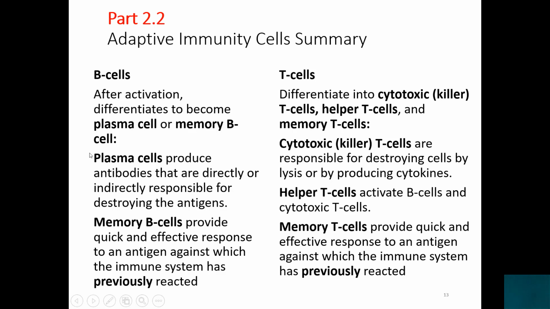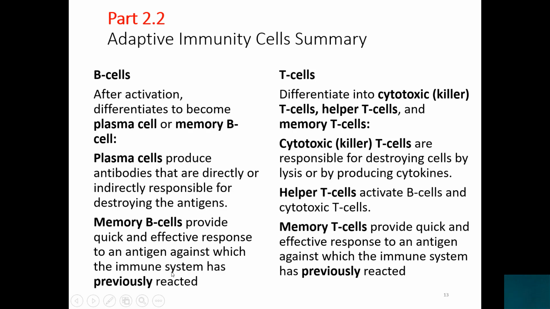Plasma cells start fighting infection immediately. They produce antibodies, and those antibodies are directly or indirectly responsible for destroying antigens. So those are soldiers, plasma cells. They fight infection right now. Memory B cells, as well as memory T cells, will remember that antigen, and next time when we meet the same infection, they will produce a very fast immune response.